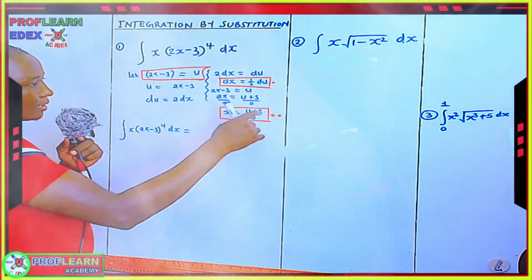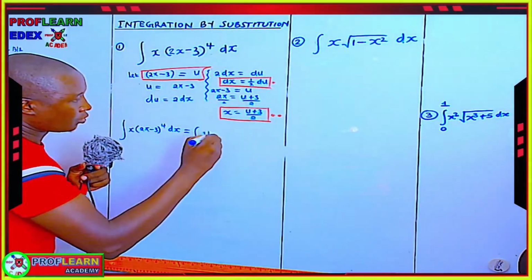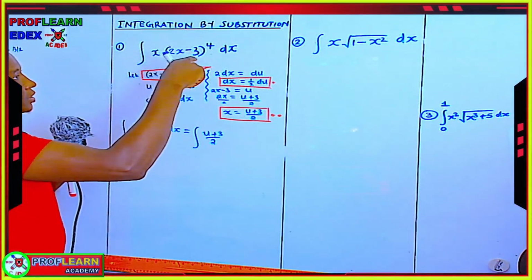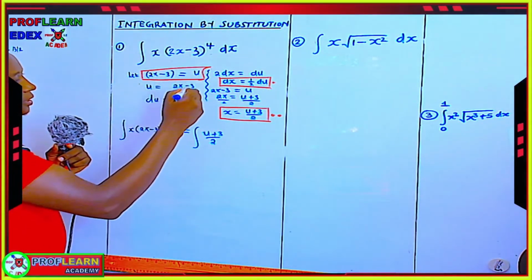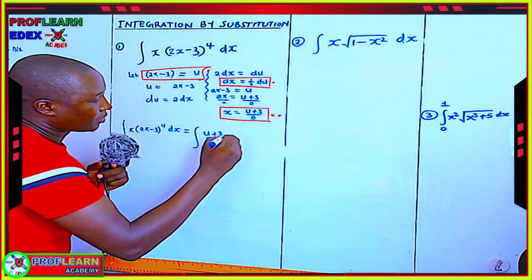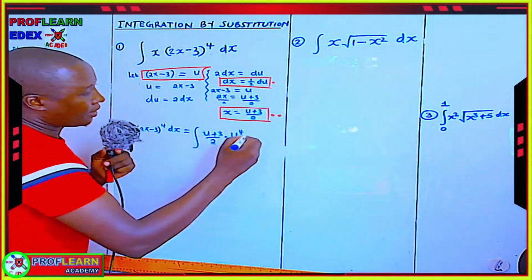Okay, so we have this constant and this constant. So this is going to translate to u plus 3 times u power 4, divided by, 1 over 2 times 1 over 2 is going to be 1 over 4. Then we have du at that point.